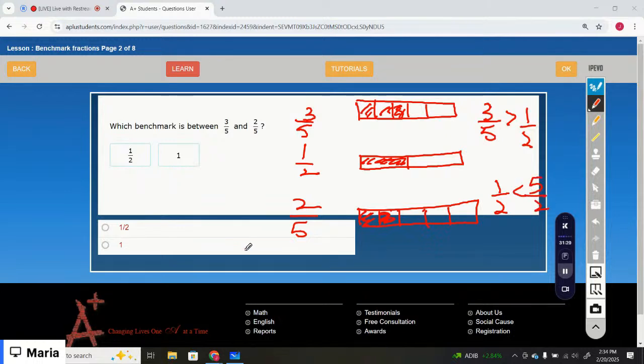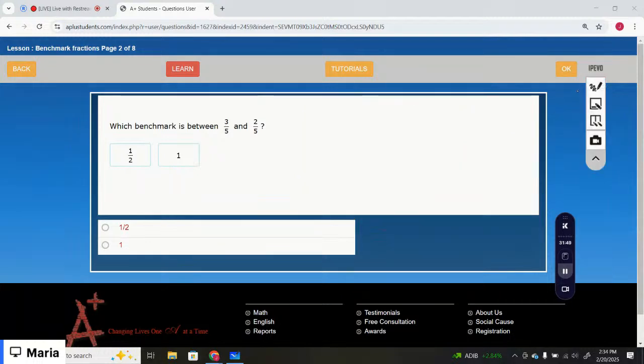So the benchmark is 1 over 2, because 1 over 2 is in between 3 by 5 and 2 by 5. 3 by 5 is greater than 1 over 2, and 1 over 2 is greater than 2 over 5. Got it? So the benchmark is the first one, that is 1 over 2. Option number 1 is the correct option.